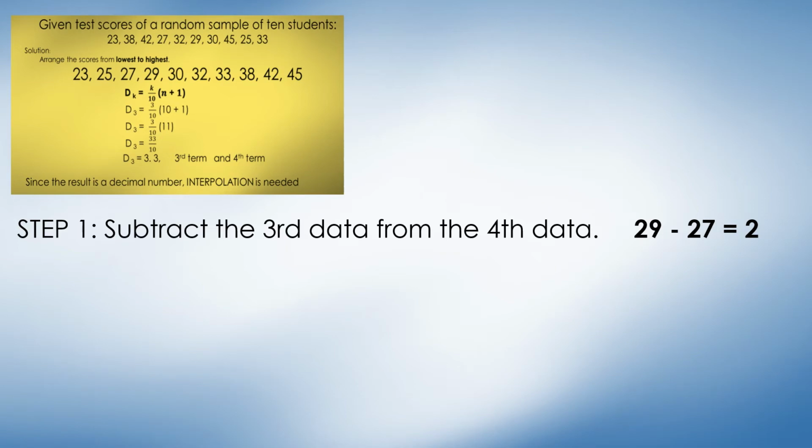So in interpolation, step number 1 is to subtract the third data from the fourth data. So again, we need to find the third and fourth term or data. So these are first, second, third, and then fourth. So we have here 29 minus 27 is equal to 2.